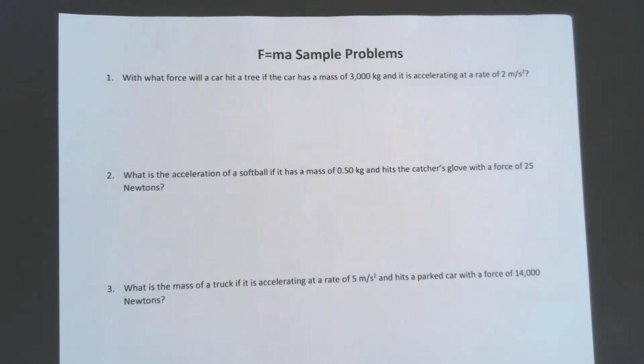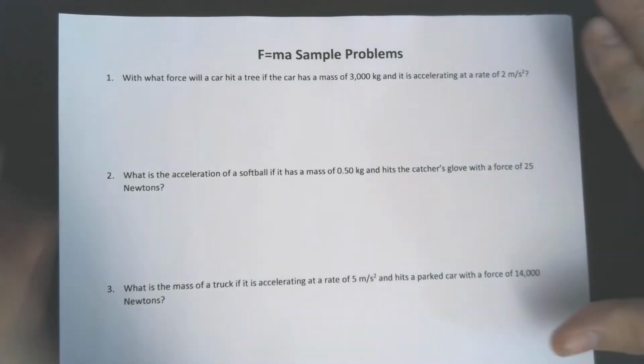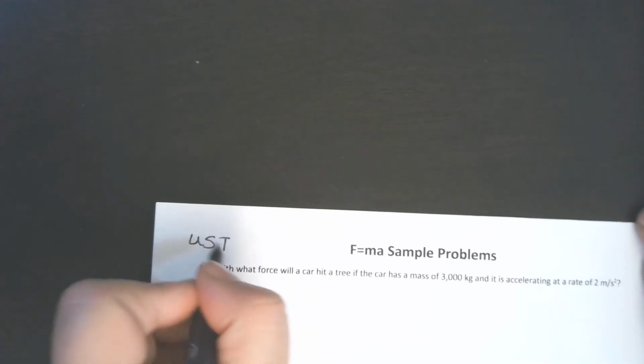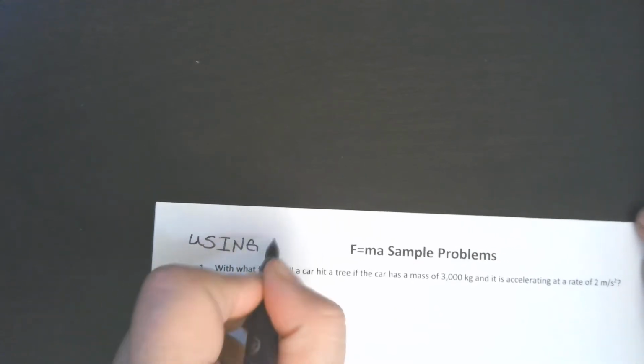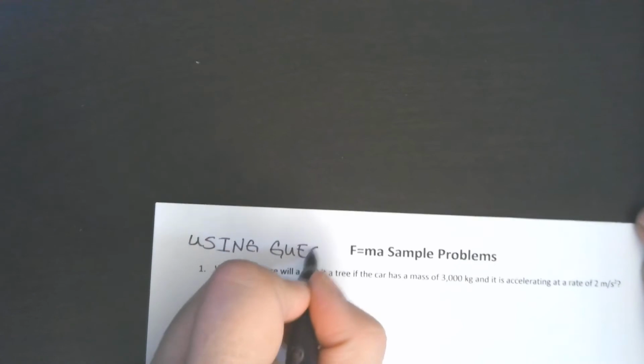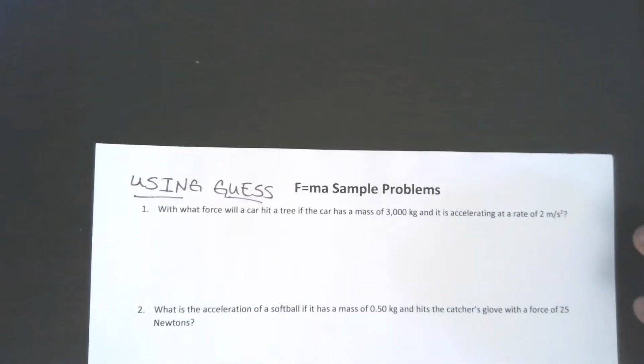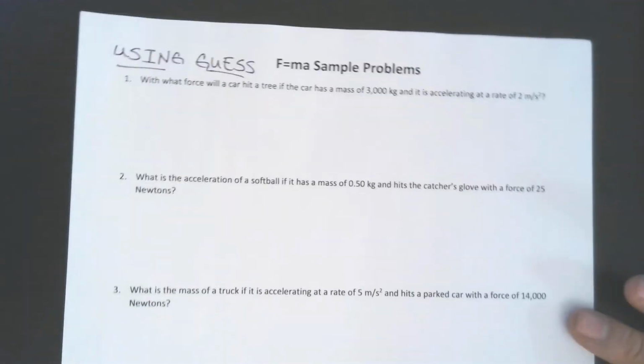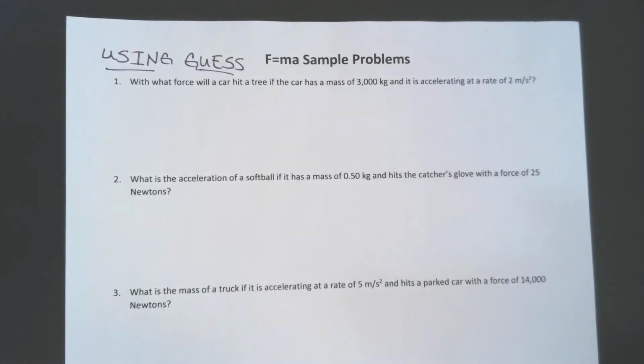All right, so this is your sample problems for F equals MA, and I want you to use GUESS still. Okay, so you're still using GUESS. And you may think, oh, but why? It's so simple. I am making sure that you remember using GUESS because the next unit has equations where there's going to be 6 of them at the same time. So I've got to make sure that you know how to use this now, because when it gets harder, I want to make sure that you are not lost.